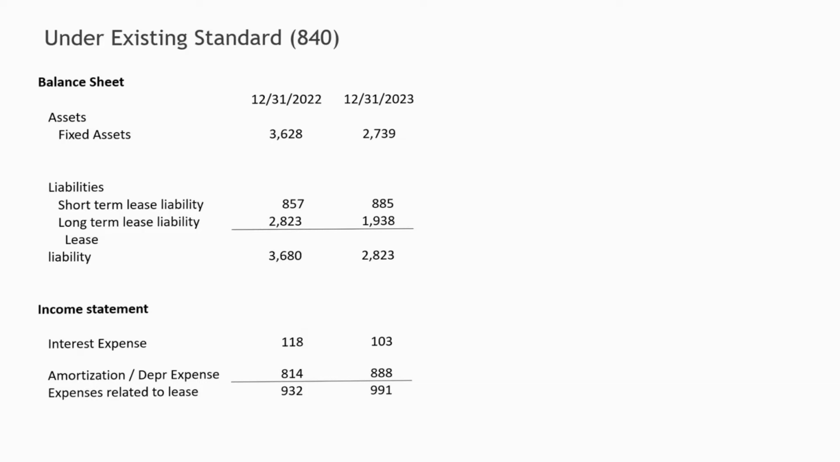So basically, under the old standard, we had fixed assets that would have been booked. And again, we're looking at the end of the calendar years. So the fixed asset at the end of 2022 would have been $3,628. We have our liabilities on the books of the short-term and long-term liabilities, and then the interest and amortization or depreciation expense that gets booked. And our expenses on the lease are going to be $932 and $991 in the second year for, again, the lease-related expenses.